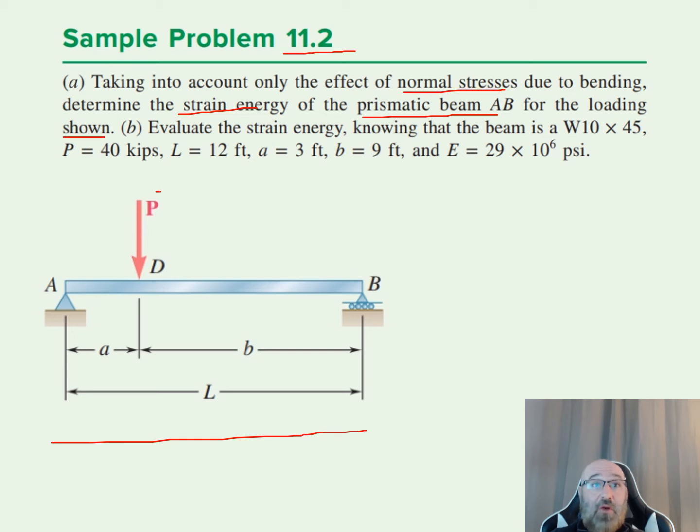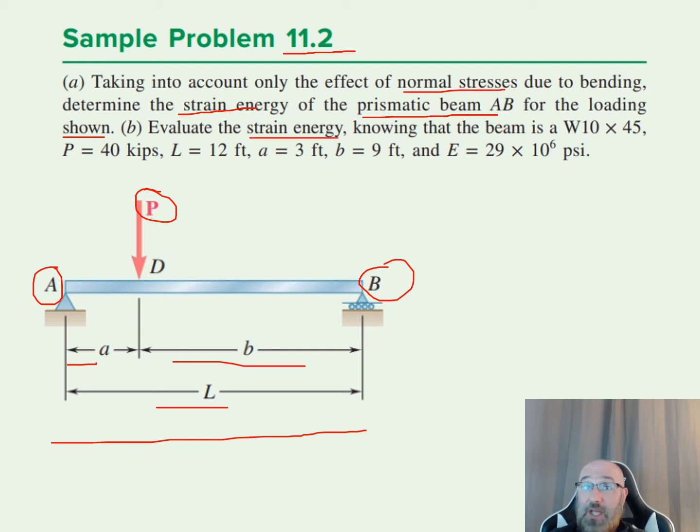So we can see we have a loading here at P, we can see supports here at A and B, we have the total length L, we have the distance to our load at point D of a, and from D over to our point B, we have this distance here, lowercase b. So that's part A.